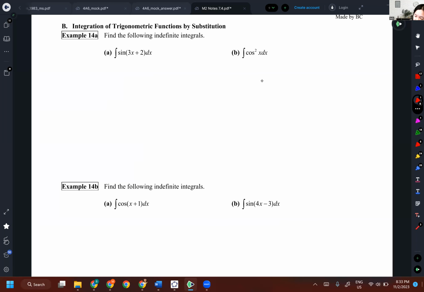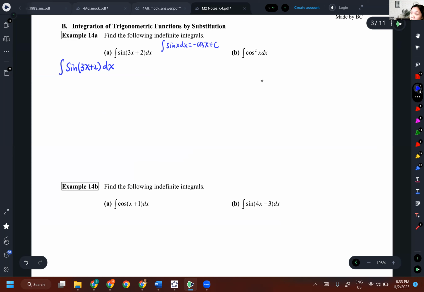For this one, let me change the color. Sine 3x plus 2 dx. Now, we know a formula that the integration of sine equals negative cosine, but that cannot be applied immediately, because they're not exactly the same. Here you have 3x plus 2 and here you have x.